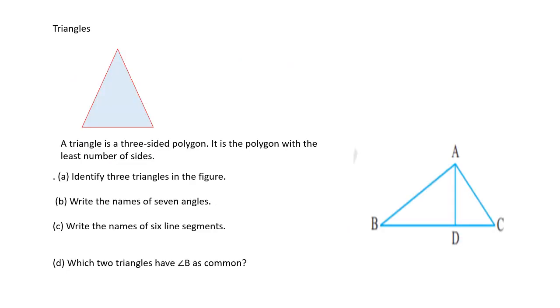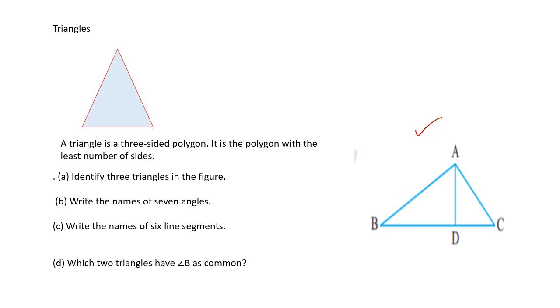Now next is about triangles. I have already told you, a triangle has three sides. It has three angles and all those things. So it's a three-sided polygon. It is the polygon with the least number of sides. All this I have told you already. Now the question is, identify the three triangles in the figure. So here you are given a figure. You have to identify the three triangles in the figure.